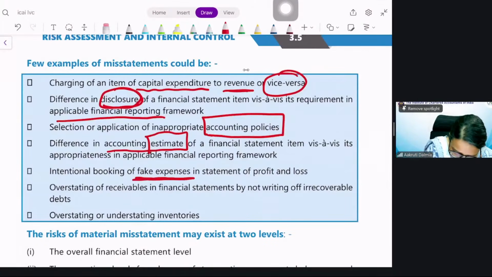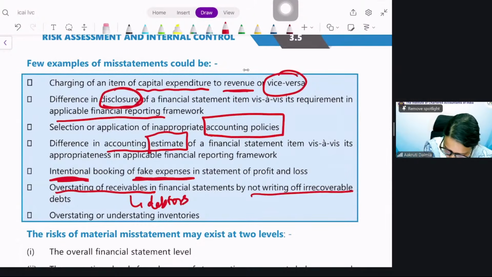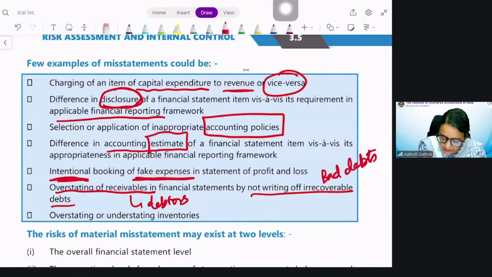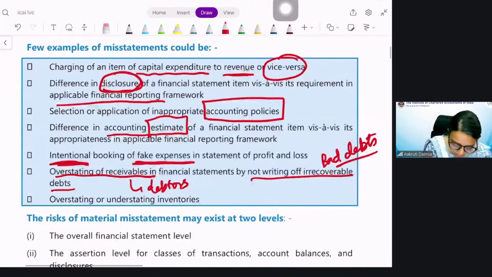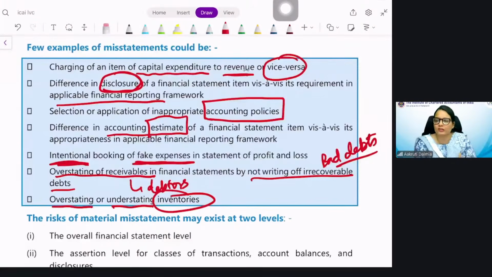Fake expenses, intentional fake expenses, is also a misstatement. Overstating of receivables, meaning debtors without writing off irrecoverable debts, which means bad debts. So not writing off bad debts is also a misstatement. Overstating or understating inventory is also a misstatement. So this is just an example list. You don't have to memorize it.